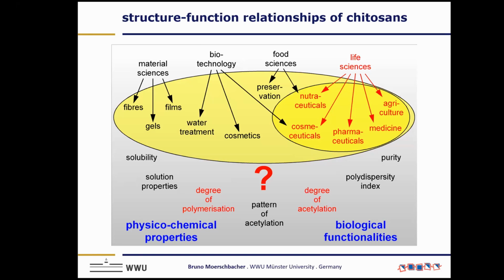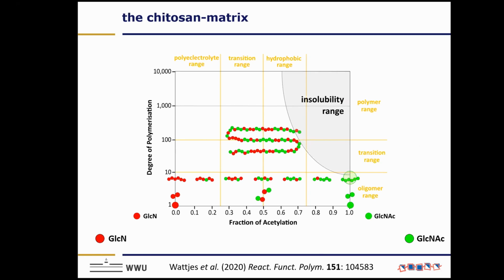And to visualize these, we came up with the chitosan-matrix, in which we have on the x-axis, I can try to use my pointer, the fraction of acetylation from fully deacetylated to fully acetylated. And on the y-axis, we have the degree of polymerization from the monomer to the oligomers, to large oligomers, small polymers, and then to real large polymers. Now, of course, in the upper right-hand corner, we have the insolubility range. That's the range where we have chitin, high degree of polymerization, high fraction of acetylation. So this is crystalline chitin. That's not so easily used for biotechnology, but all the rest of this matrix is available.